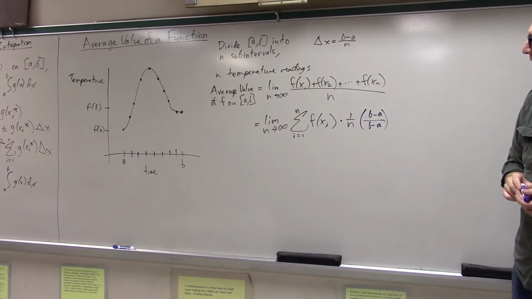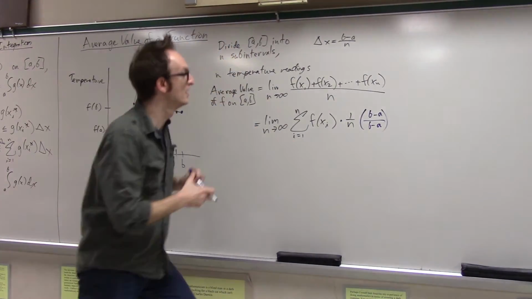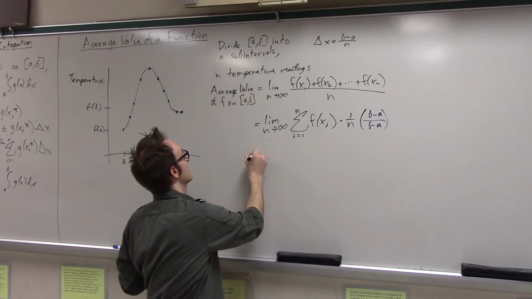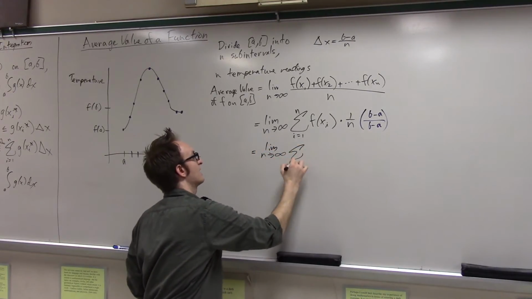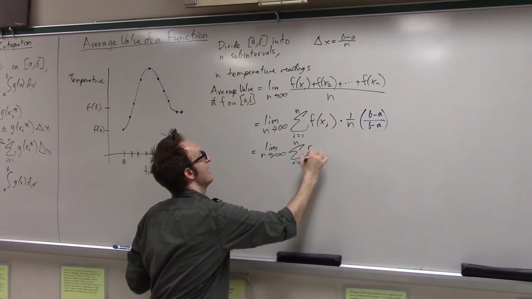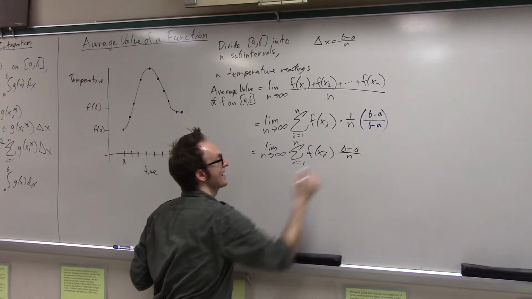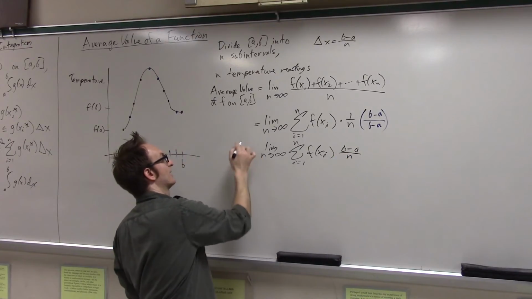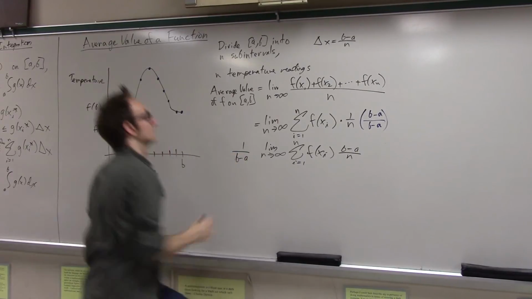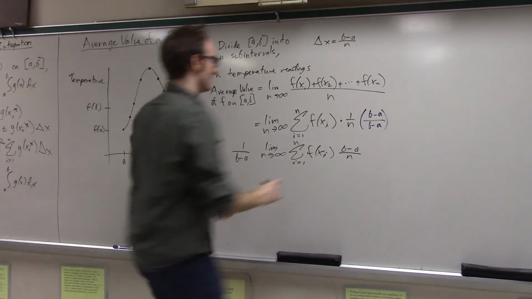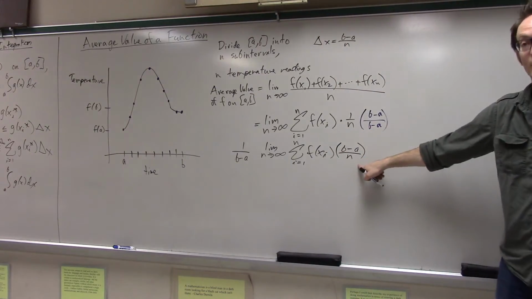And if you put in a b minus a, now I think I can write this as a Riemann sum. This is going to be the limit as n goes to infinity of the sum from i equals 1 to n, f of x sub i, times b minus a over n, and I'm going to take out a 1 over b minus a in the front. And so now, by a little algebra trick, we've converted a sum into an actual Riemann sum.